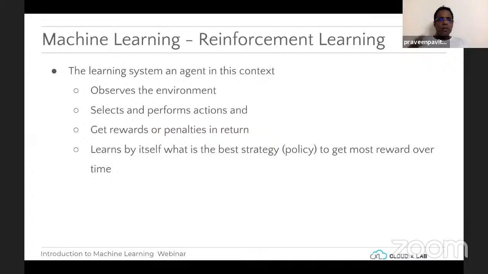So again, what the agent is doing is observing the environment, selecting and then performing the action, getting a reward or a penalty, and then figuring out the best strategy or policy.